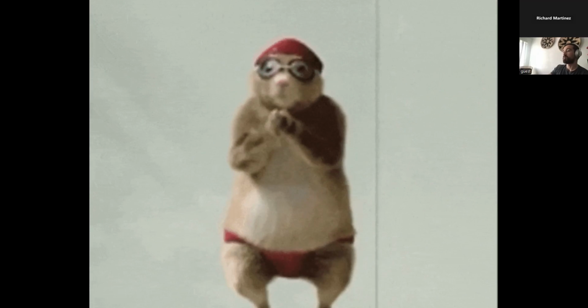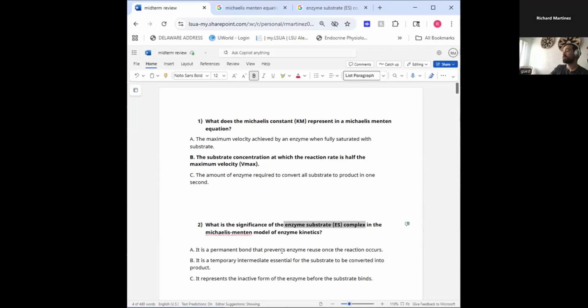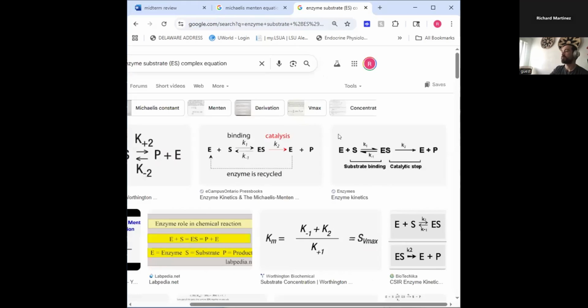It is a permanent bond that prevents enzyme reuse once a reaction occurs. Already I don't like that answer, but we can figure out this is not a permanent bond that prevents enzyme reuse. Enzymes usually can be reused, so that's not the answer. Let's see, it's a temporary intermediate essential for the substrate to be converted into product. Yeah, exactly. That's exactly what we were talking about.